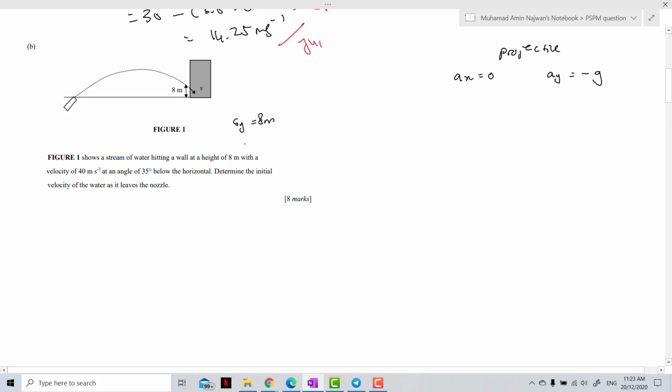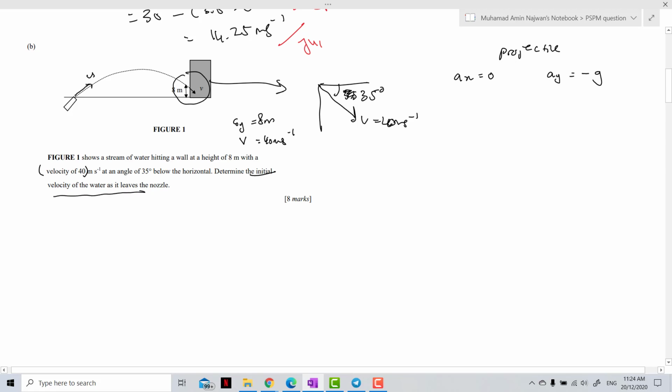With the velocity, this is V, not initial. So it's important for you to differentiate which is the final velocity and which is the initial velocity. So from here, the velocity is 40 meters per second at an angle of 35 degrees. What does it mean? Here I zoom in, so V equals 40 m s negative 1, and this is the angle of 35 degrees. Okay, determine the initial velocity of the water as it leaves.